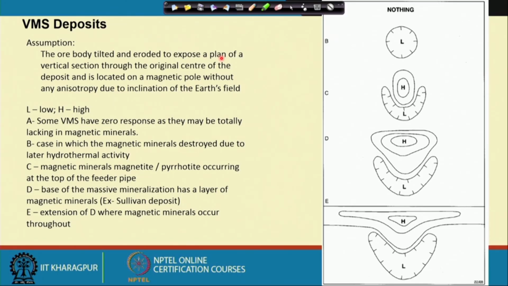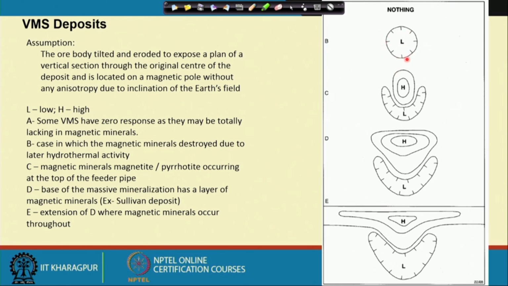Then we could think of many such possibilities which might be there. First, suppose that the VMS in this context, the first one, A, the response is 0. Maybe it has so happened that this particular VMS is lacking in all magnetic minerals, and in case A, there is nothing. In case B, we get a magnetic low here. So, this is the case in which the magnetic minerals are destroyed due to later hydrothermal activity. For example, whatever magnetite was there has been destroyed because of later hydrothermal activity, and converted to hematite or other kinds of less magnetic minerals.